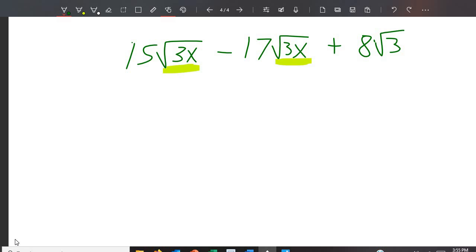So we're only going to do the first two terms, add the numbers in front, and the square root of 3x stays where it is. Then we've got 8 square root of 3. So you have to make sure the indexes match and that what's underneath matches exactly.